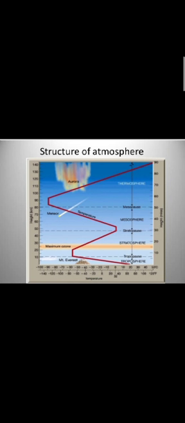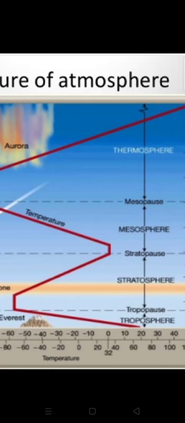As we defined, atmosphere is a multi-layered gaseous envelope, and it consists of various zones. It is divided into five distinct layers or zones, that is troposphere, stratosphere, mesosphere, ionosphere, and exosphere. Firstly, from the downward, that is troposphere.